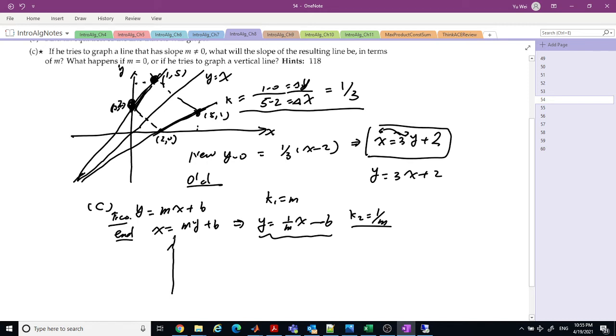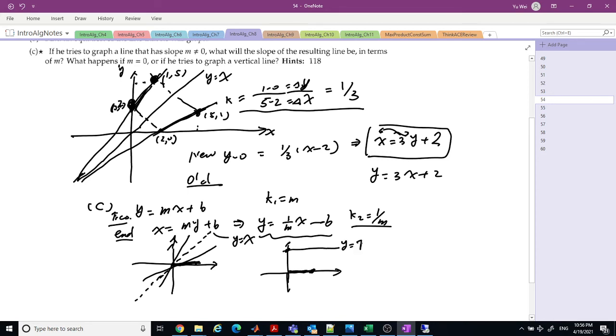Now you can see if one is like this, the other will be like this. The symmetry line is y equals x. So if Bob is trying to draw one line here, for example y equals p, the symmetry line will be x equals p. So this is the line he wants to draw, and this is the line he ended up with.